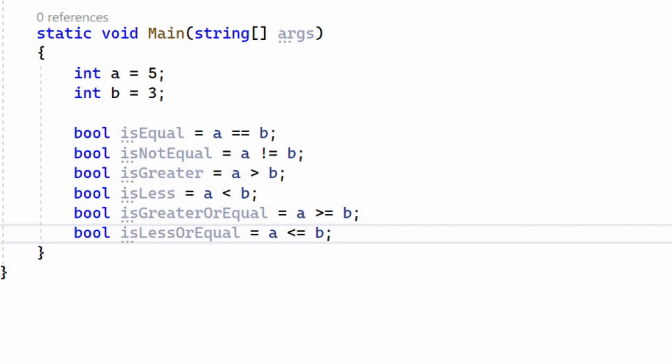And then we have the last 2 relational operators, which are actually greater than or equal and less than or equal. The difference here is, let's say a is 4 and b is also 4, then greater than or equal should return true since these 2 variables are equal.